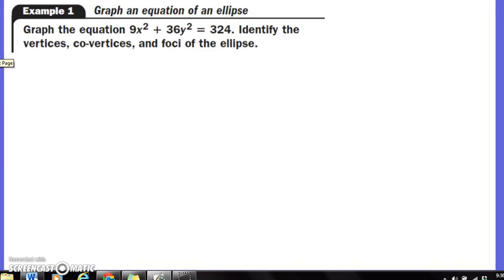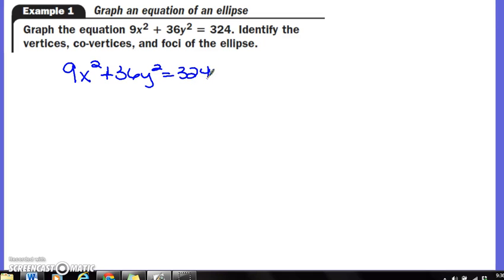Okay, here we go. Graph the equation 9x squared plus 36y squared equals 324. Identify the vertices, co-vertices, and foci. Well, right now we're just going to focus on graphing. First thing you have is 9x squared plus 36y squared equals 324.